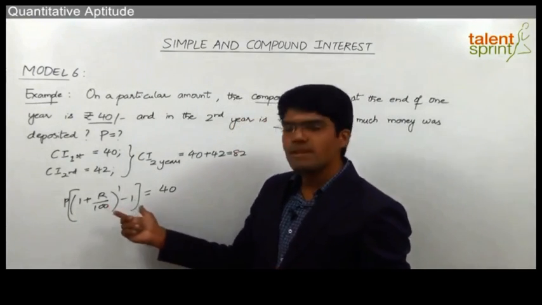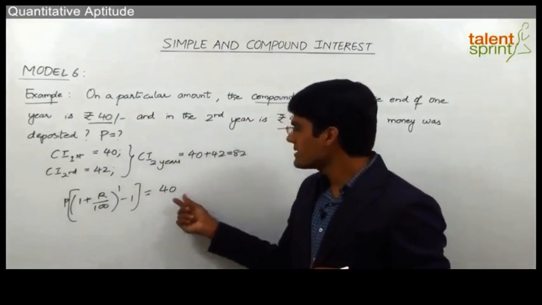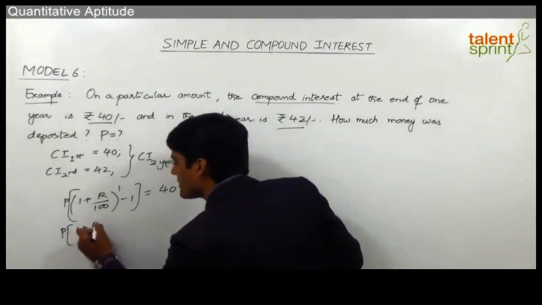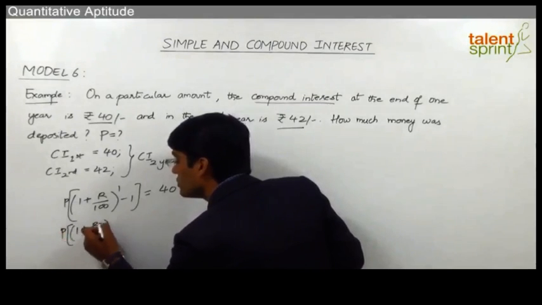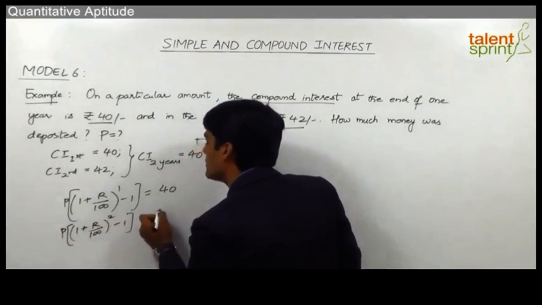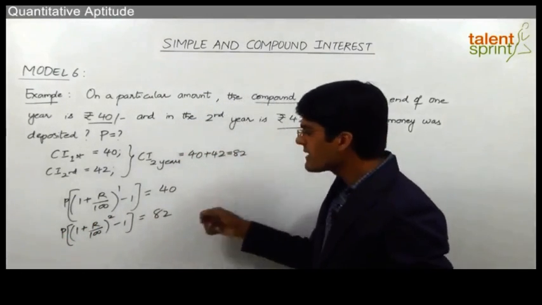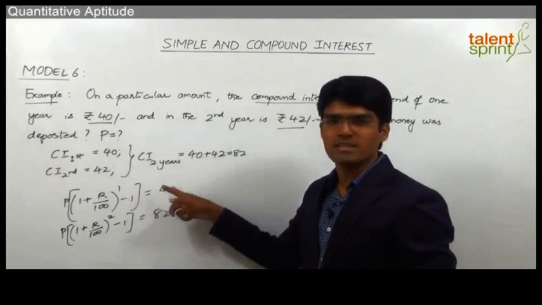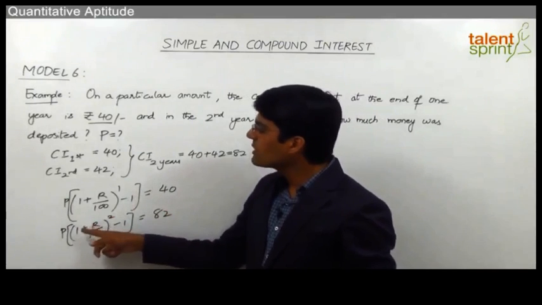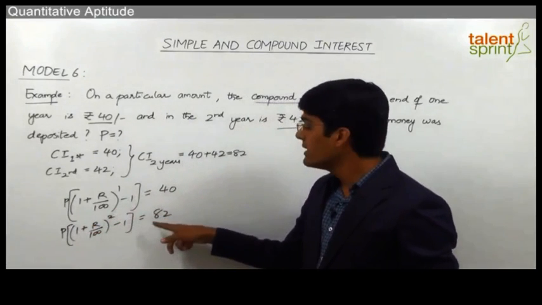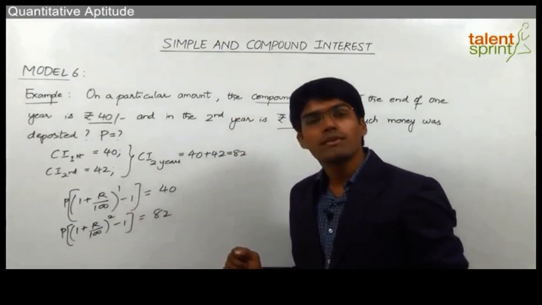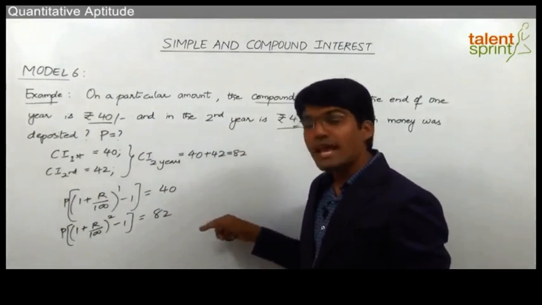Similarly, let us use the same formula for compound interest for 2 years. So we can say that P into (1 plus R by 100) whole power 2 minus 1 would be equal to 82. So these are the two equations that we have. P into (1 plus R by 100) whole power 1 minus 1 is 40 and P of (1 plus R by 100) whole power 2 minus 1 is equal to 82. So compound interest for 1 year and compound interest for 2 years. So we have got two equations and two variables.